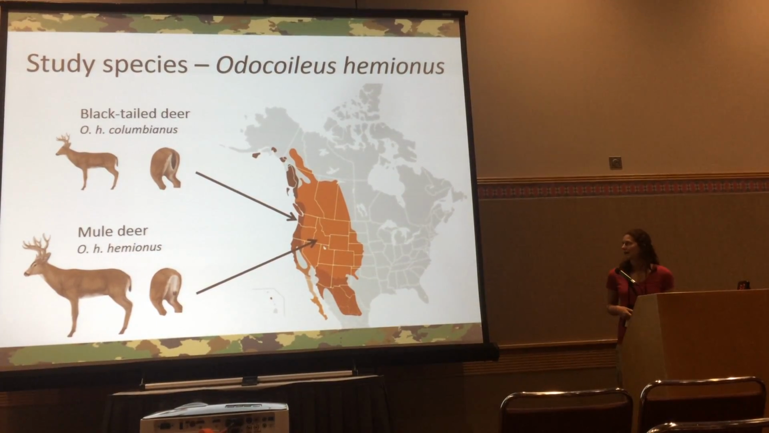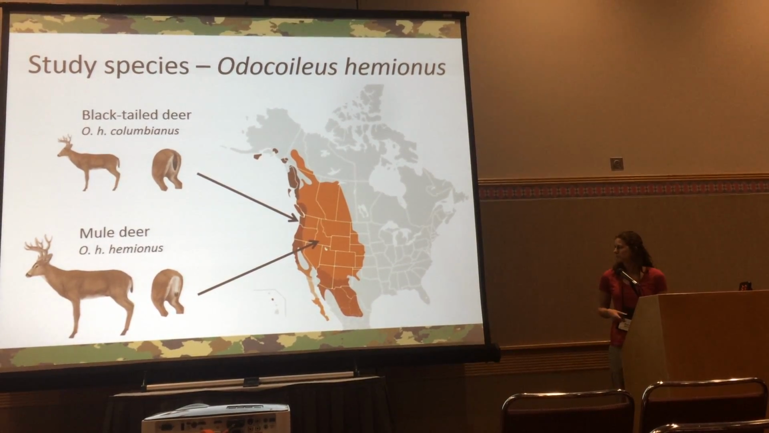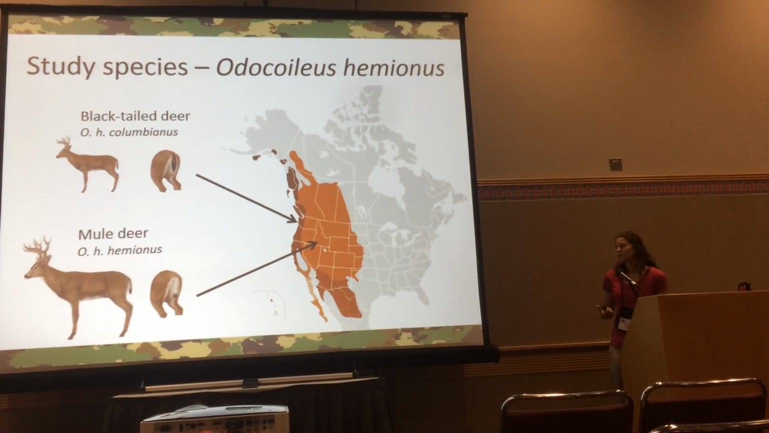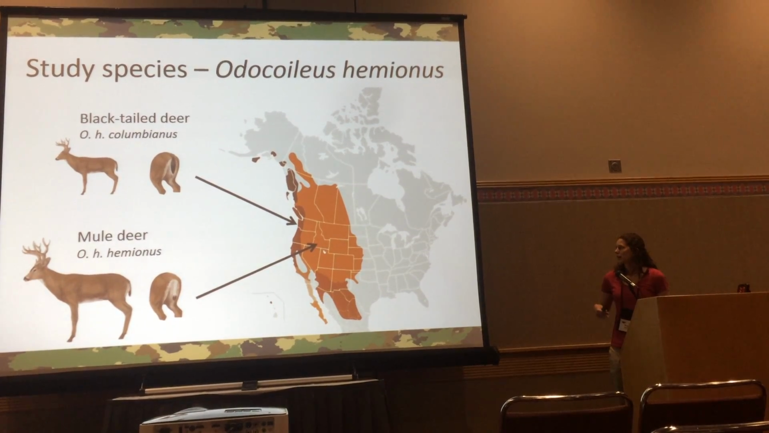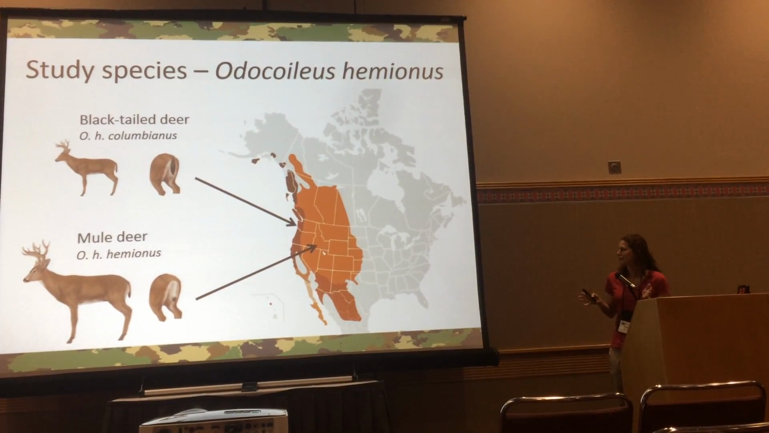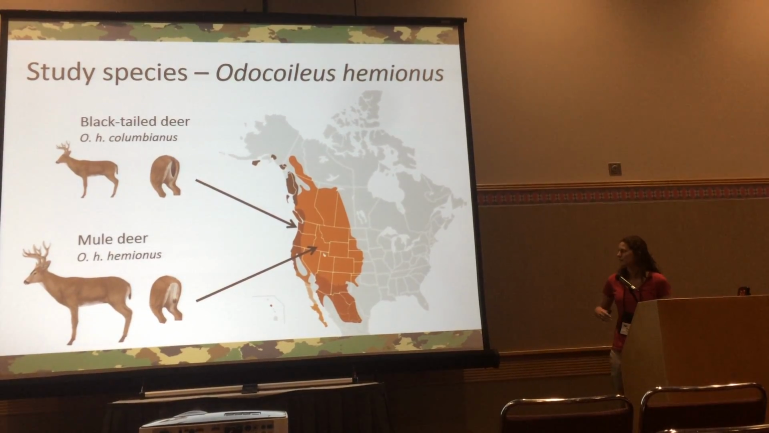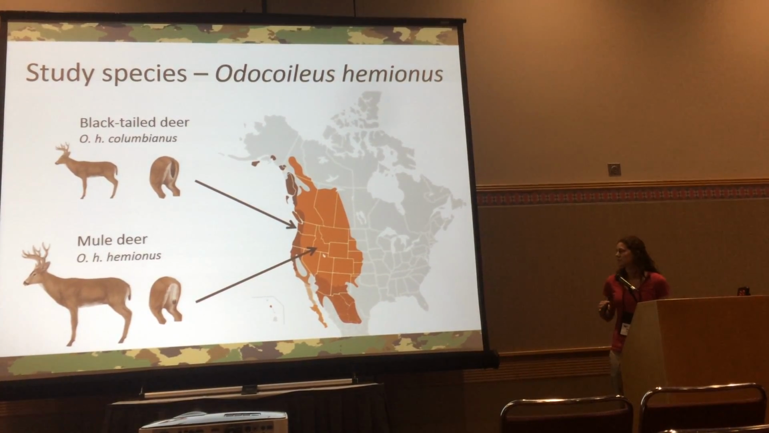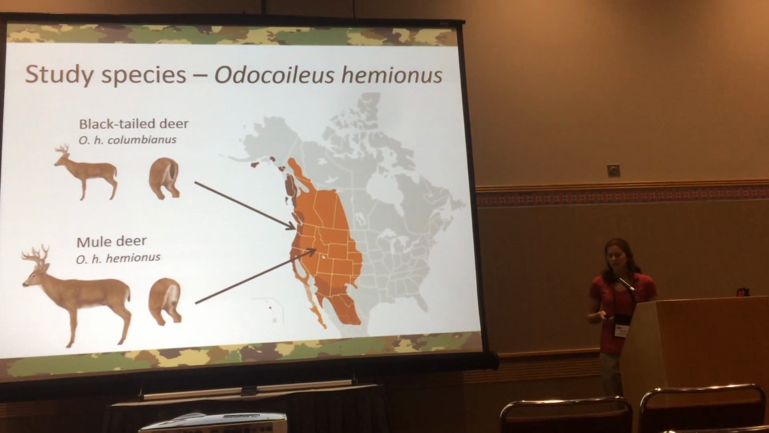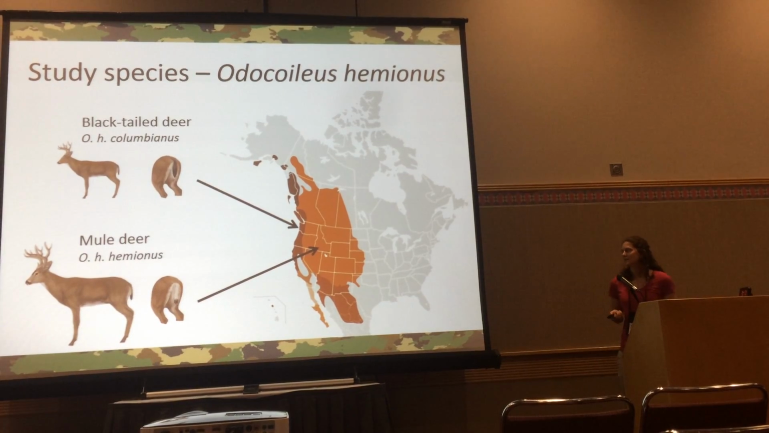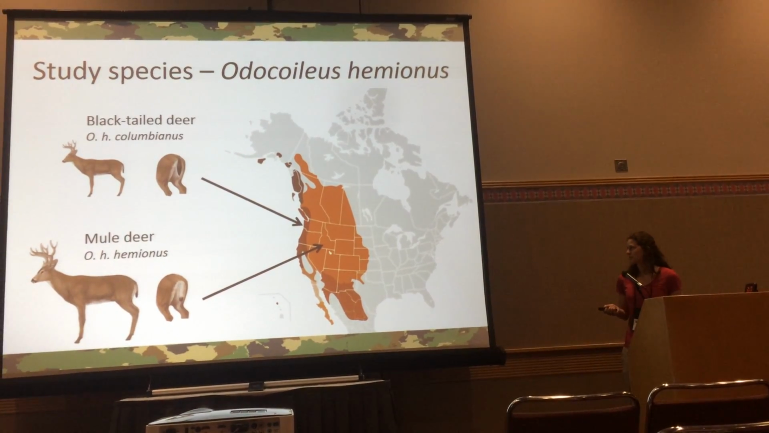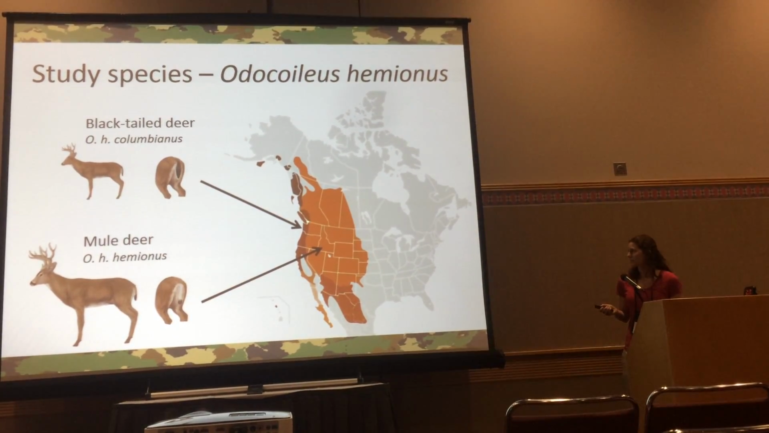So my study organism are the blacktail and the mule deer. And these subspecies diverged during the last glaciation. Blacktails went to the Pacific Northwest, while mule deer shifted their range southward. And about 8,000 years ago, these two lineages came back into contact along the Cascade Ranges. So that's the mountain range that starts in southern Canada, goes to northern California.